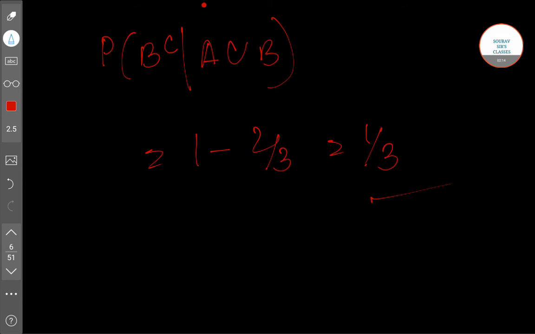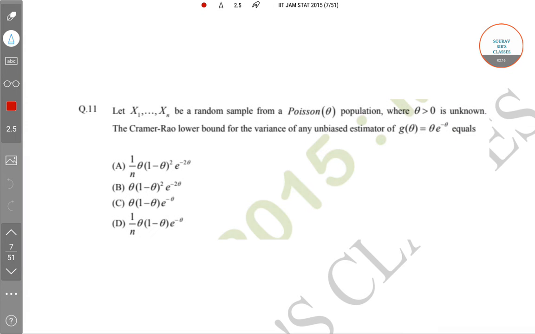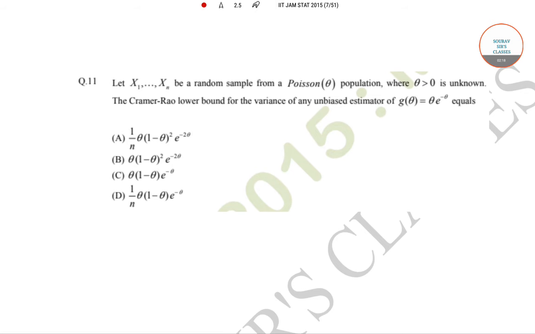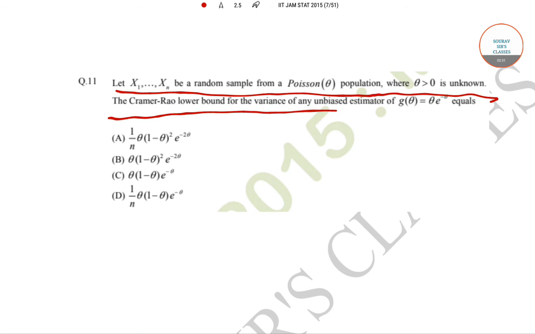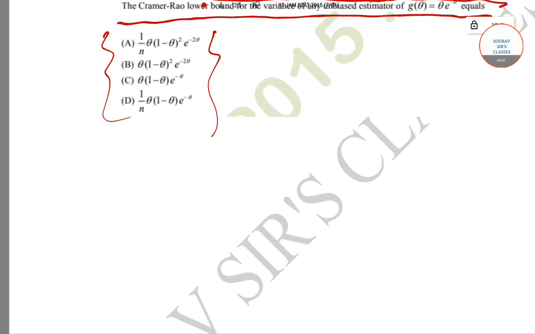Let's move on to the next question, and the next question is question number 11. In question number 11, we are given that x1 to xn is a random sample from a Poisson population where theta greater than 0 is unknown. The Cramer-Rao lower bound for the variance of any unbiased estimator of g theta equal to theta e to the power minus theta is equal to, this will be in the 4 options. So let's see which will be the option.